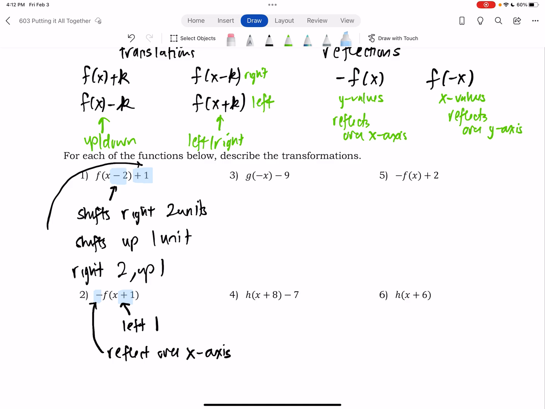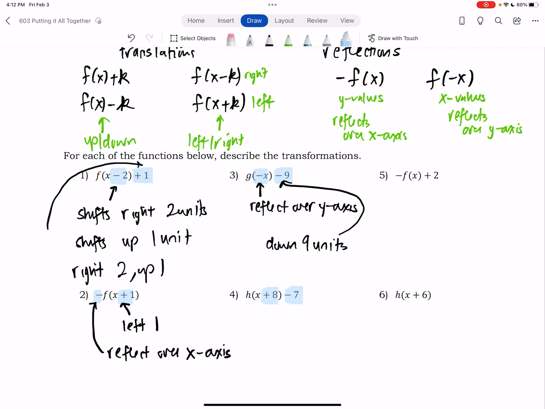Okay, another example, I have a minus x on the inside and a -9 on the outside. So I'm going to work my way inside out. So that -x is going to change all the x values. So reflect over the y-axis. And then this -9 here at the end is happening outside, so it's an up or down. It's going to go down 9 units.